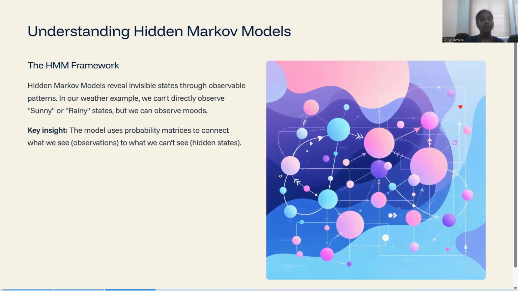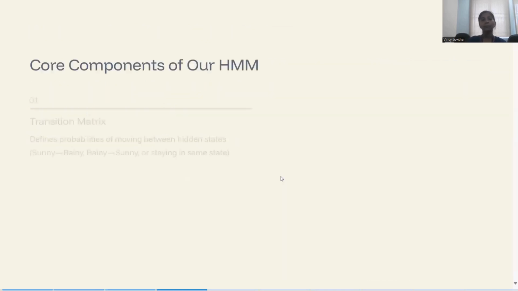Before going into the implementation, let's first understand what a hidden Markov model is. The framework of the hidden Markov model, also known as HMM, is used to reveal the invisible states through observable patterns. In our weather example, we can't directly observe sunny or rainy states, but we can observe the moods. The key insight is that the model uses probability matrices to connect what we see, which is the observations, to what we can't see, which is the hidden states.